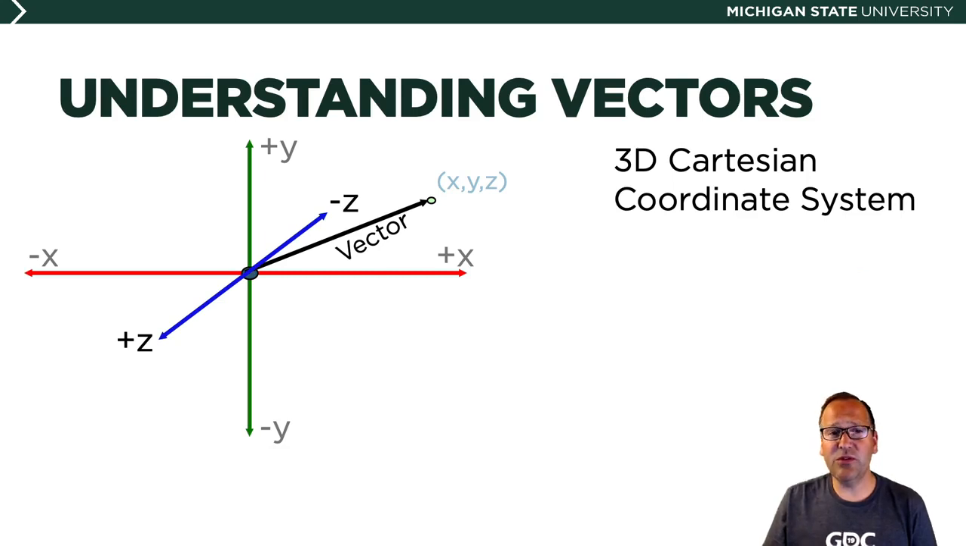Within Unity, the interface color codes the axes. Here is a fun little way to remember what color is what axis. XYZ equals RGB. So X is red, Y is green, and Z is blue.